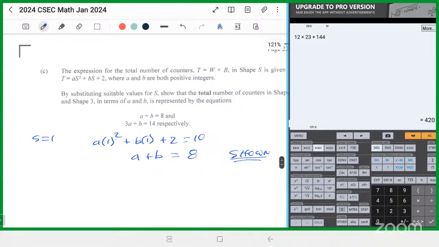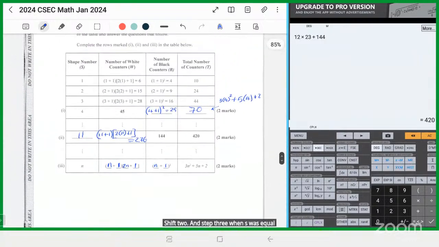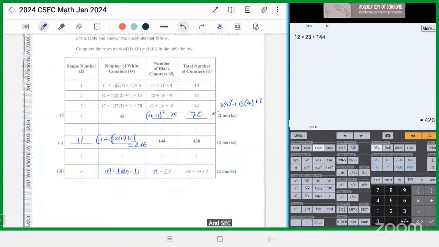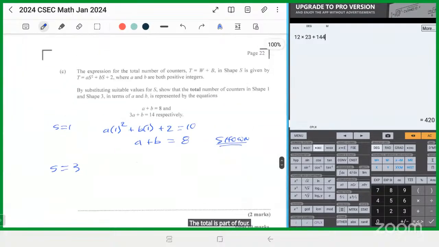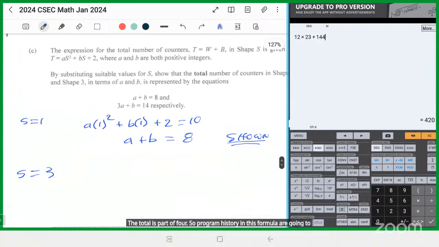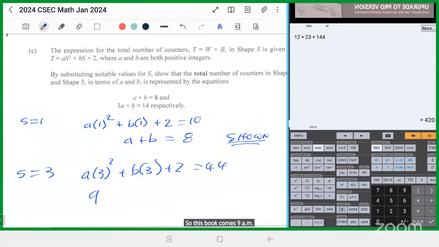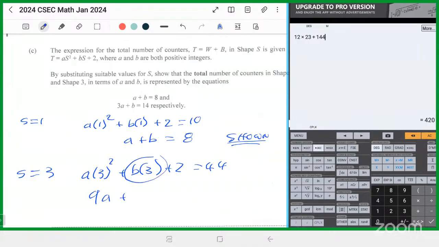And then for S equals 3, shape 3, when S was equal to 3, the total was 44, right? When S equals 3, the total is 44. So plug in the 3 in this formula again and equate it to 44. So it will be A times 3 squared plus B times 3 plus 2 equals 44. So this becomes 9A. This becomes 3B.